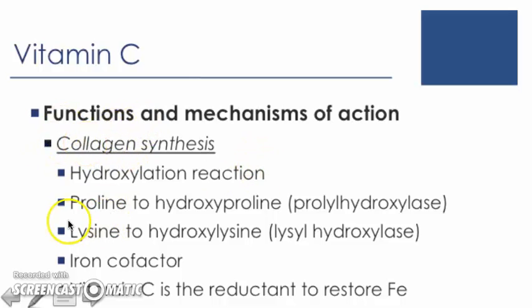In this reaction, we see the conversion of proline to hydroxyproline and lysine to hydroxylysine, and in this reaction, iron is a cofactor for the key enzyme. So in this process, iron will need to be in the reduced state. So ferrous iron is the cofactor, but in the process, iron is oxidized to ferric iron. So ferrous iron is used, but then it's converted to ferric iron.